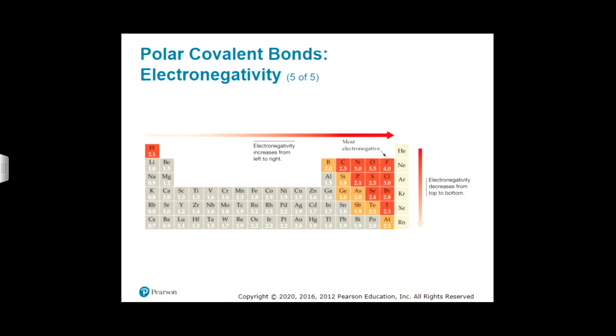And you can see that fluorine here, with an electronegativity value of 4.0, is the most electronegative element in the periodic table. So any bond between some other element and fluorine will always have the electrons in that molecule more strongly drawn to the fluorine than to the other atom, no matter what that other atom is. Other very electronegative elements, although not quite as electronegative as fluorine, include nitrogen, oxygen, and chlorine.